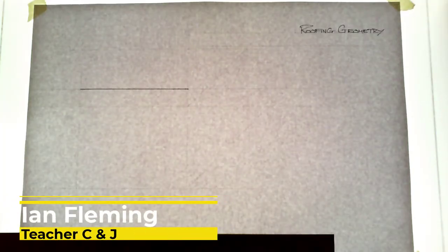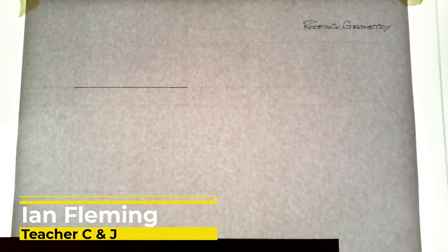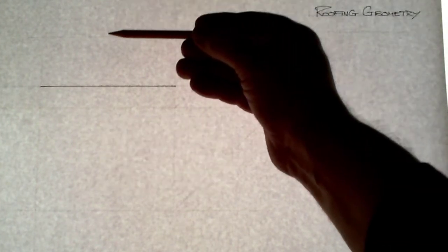Okay, in this video I am going to show you how to draw a roof using roofing geometry. The position of the roof is, for elevation, move down from the top of the sheet down 100 millimeters to the XY line, the ground line. That will be the wall plate of the roof. Move in 60 millimeters from the left hand side to the bottom left hand corner of the roof. So it's down 100 and in 60 millimeters to the bottom left hand side of the roof.